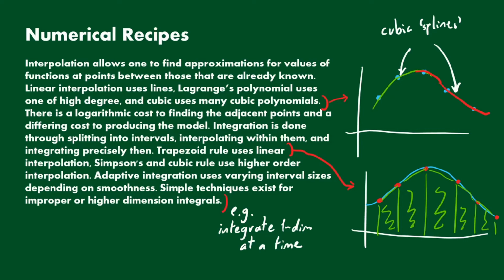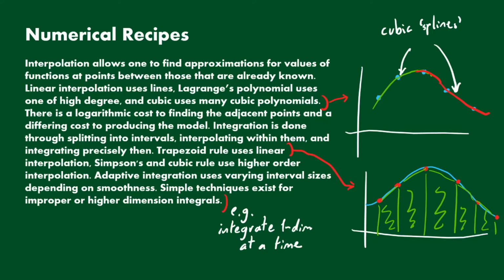Numerical recipes. Interpolation allows one to find approximations for values of functions at points between those that are already known. Linear interpolation uses lines, Lagrange's polynomial uses one of high degree, and cubic uses many cubic polynomials. There is a logarithmic cost to finding the adjacent points and a differing cost to producing the model.